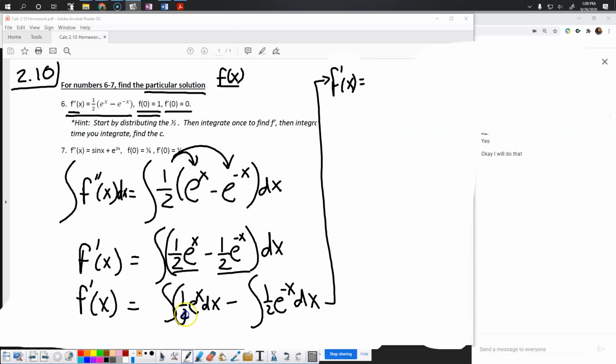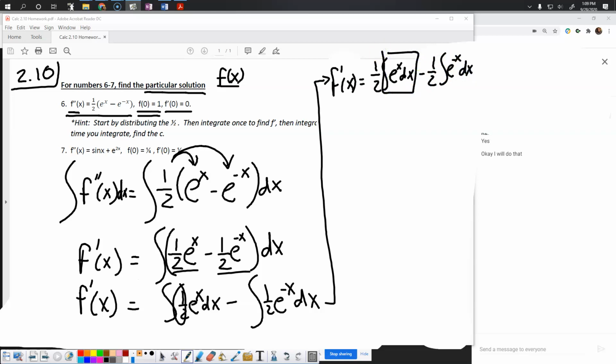Now, first of all, I'm just going to take the half out, because we don't really need to have that in there. It's a constant multiple. It's easier if you take it out. And I'm going to do the same thing on the second one as well. Okay. Now, the integral of e to the x.